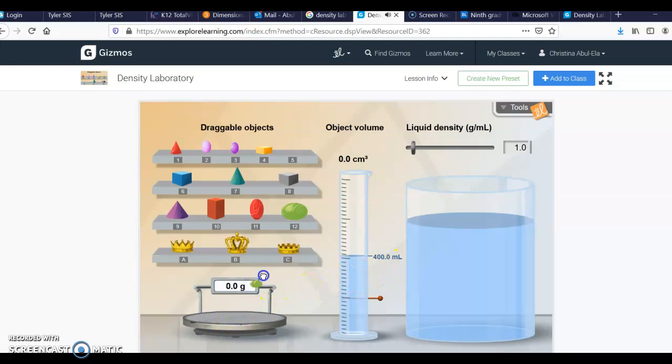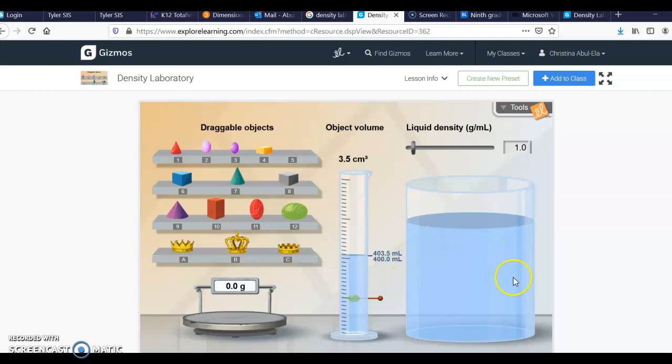And now I'm going to take my object and drop it into the graduated cylinder. You can see the volume of the water went up to 403.5 milliliters. That's your final volume. And so to get the volume of your object, you subtract those two volumes. My ultimate volume of this object would be 3.5 milliliters after I subtract those two.